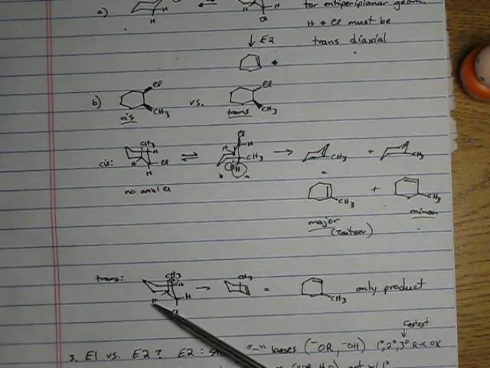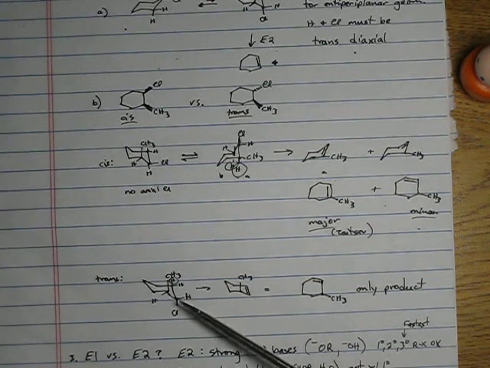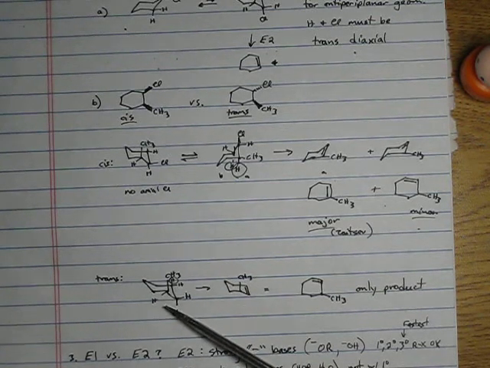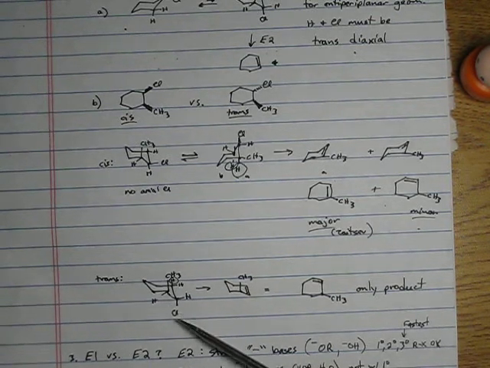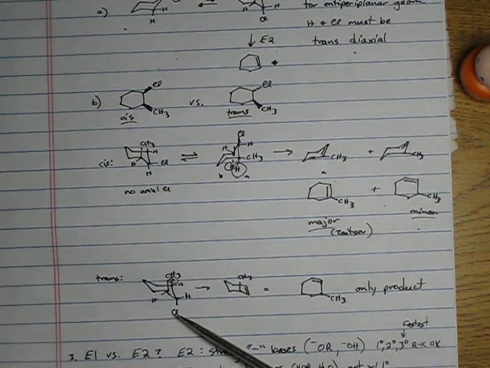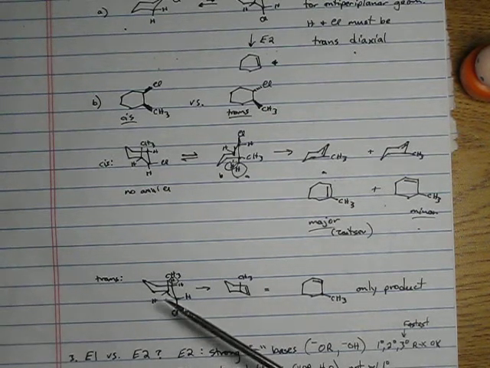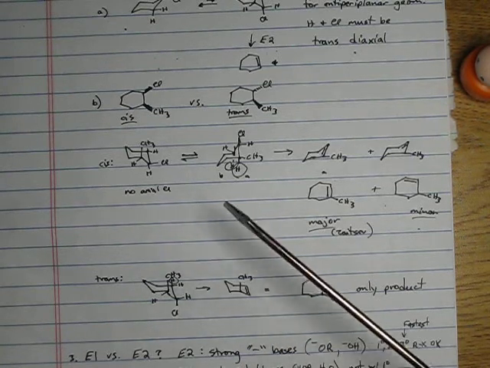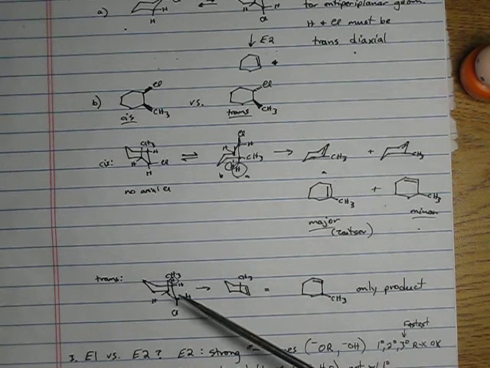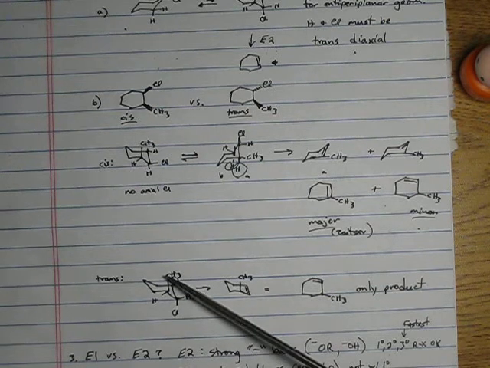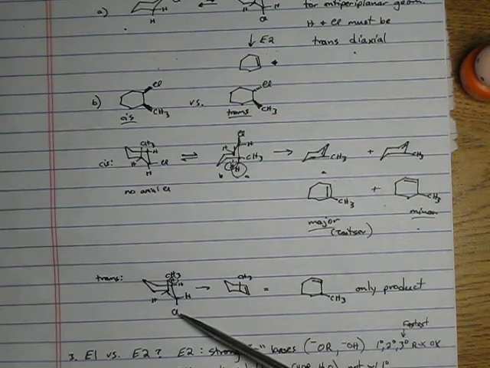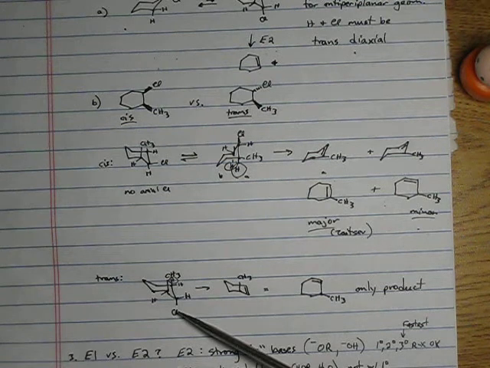Our hydrogen is equatorial. Now, if we ring flipped it, sure, we can ring flip this up, and then this equatorial hydrogen will become an axial hydrogen down, but then this chlorine will become equatorial. And recall, we need both the chlorine and the hydrogen to be diaxial. They both need to be axial. So, this isn't going to work. There's no hydrogen antiperiplanar to this chlorine when this chlorine's axial.